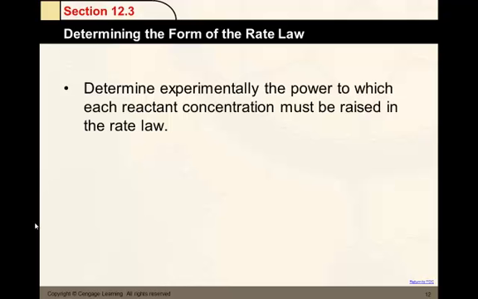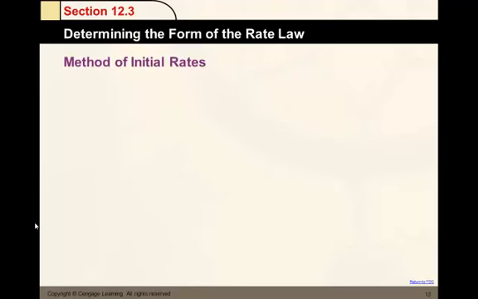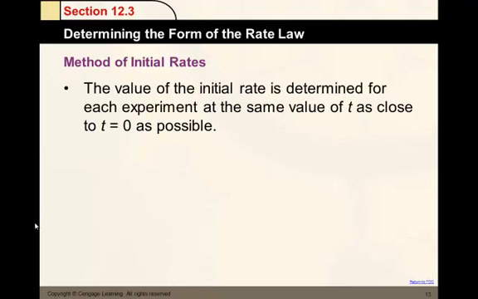Remember again, we can only use experiments and data from experiments to figure out the exponents for the rate law, the power to which each reactant concentration must be raised. The method of initial rates is what we learned in intro, and we're going to reuse again to figure out the value of the exponents. The value of the initial rate is determined for each experiment at the same value of t as close to t equals 0 as possible.